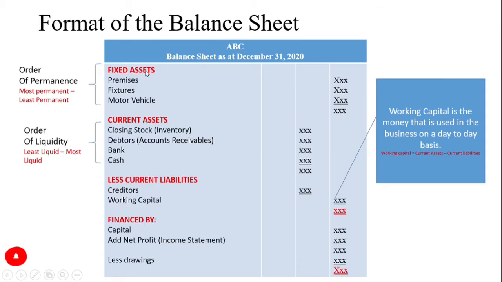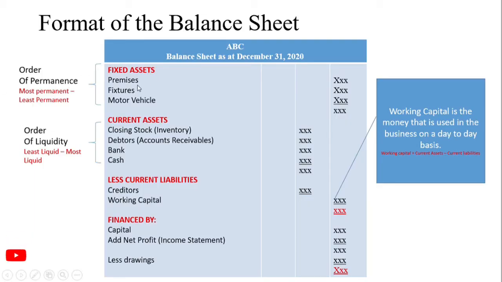So we have 4 headings: fixed assets, current assets, less current liabilities, and financed by. Right? The headings basically tell you what is included in each section. So for fixed assets, we would put fixed assets. Now, the fixed assets are placed in a specific order, or they should be placed in a specific order, and that order is what we call the order of permanence, right? So the fixed assets should be ordered from most permanent to least permanent.